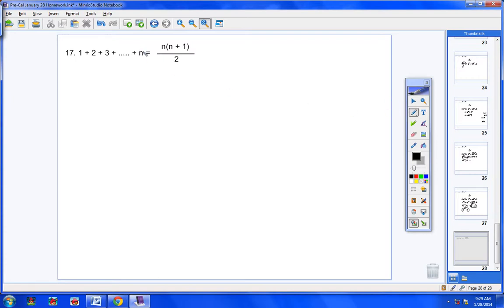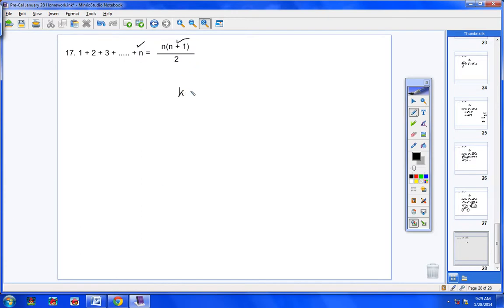Let's put a 1 in for our nth term. You get a 1. Put a 2 in, you get a 2. Put a 3 in, you get a 3. So this checks. Put a 1 in here and you get 1. That's good. Put a 2 in and you get 6 over 2 is 3. 1 plus 2 is 3. Put a 3 in and you get 12 over 2, 6. 1 plus 2 plus 3 is 6. So this checks. Okay? Now let's go ahead and put k in for n.